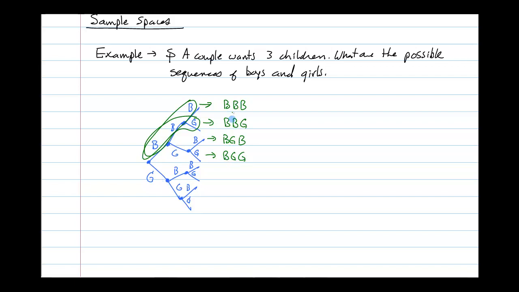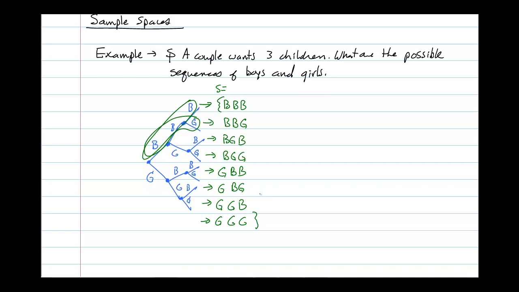Now notice I have 4 cases where the first child is a boy. That indicates to me that I should see some patterns here. I should have 4 cases where the first child is a girl. And that's this branch. So this branch goes girl, boy, boy. Girl, boy, girl. This is girl, girl, boy. And girl, girl, girl. So this is my sample space. So my sample space basically consists of these outcomes. So there's a listing of my sample space.